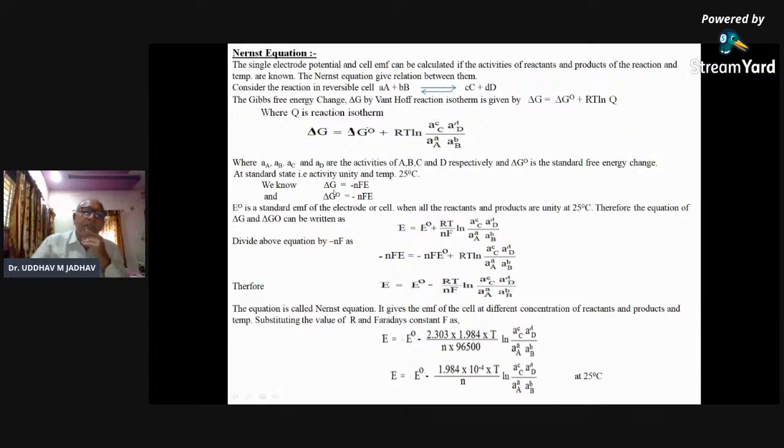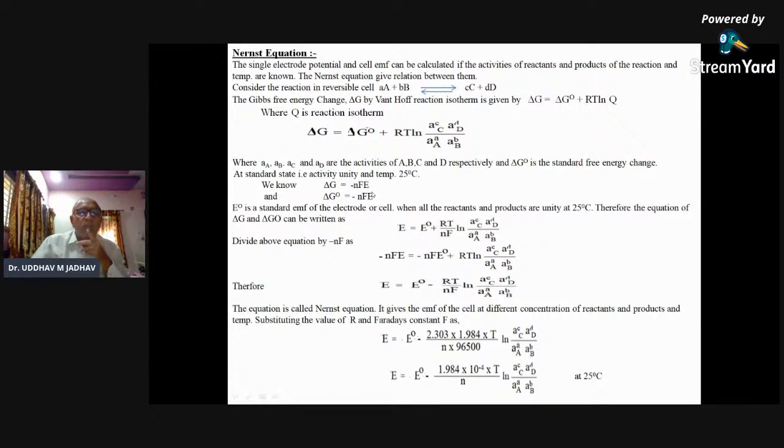Now we have the knowledge from last time that delta G is equal to minus nFE. n is the number of electrons, F is the Faraday of electricity, and E is the EMF, which can be determined by using a potentiometer. From this equation it is possible to find how many electrons are taking part in the reaction. F is Faraday's constant, 96500 coulomb, and E is the EMF. In the same way, delta G naught is given by minus nFE naught.